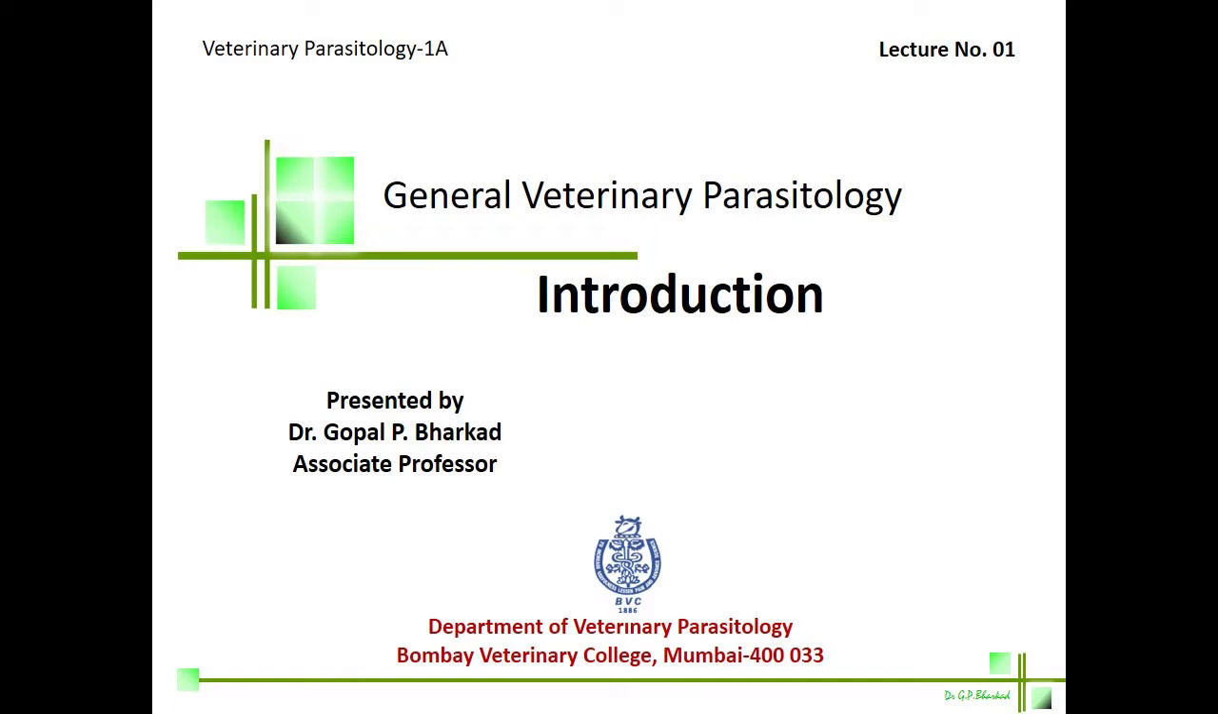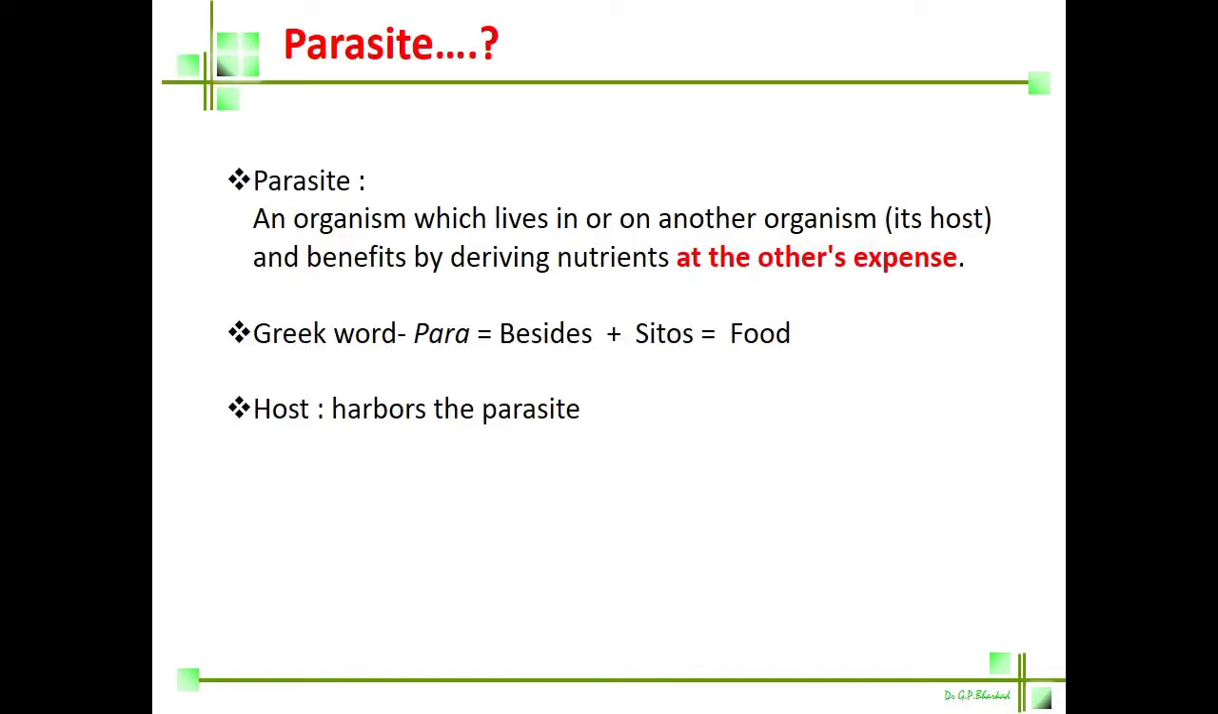in this parasitology course. When we talk about parasitology, the first question that arises in our mind is, what is a parasite? The parasite is an organism which lives in or on another organism, that is the host, and benefits by deriving nutrients at the expense of the other, that is the host. The term originates from a Greek word, a combination of para and cytos. Para means beside, cytos means food. So it's beside the food, and its counterpart is the host. Host is such an organism which harbors the parasite.